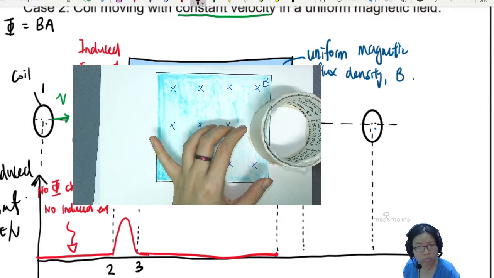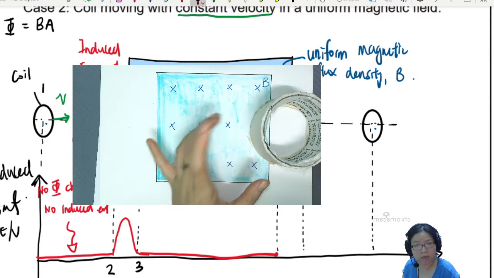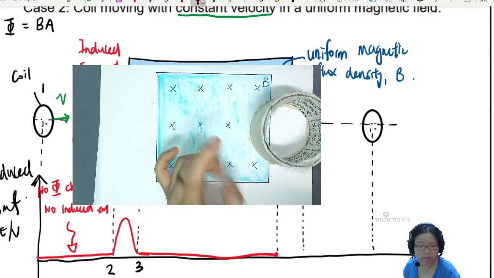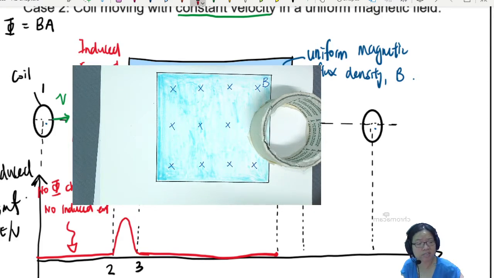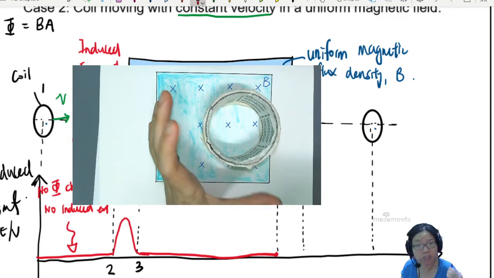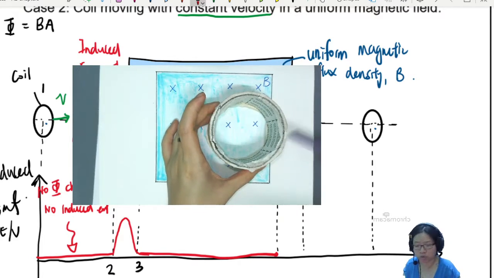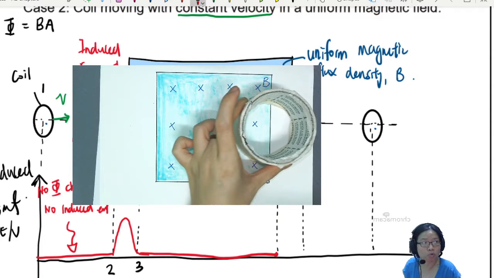What do you think the coil will do? According to Faraday, the current will flow again. And once again, according to Faraday also, this current will induce the EMF to oppose the change. So previously the change was an increase. Now the change is a decrease from got flux to no flux.